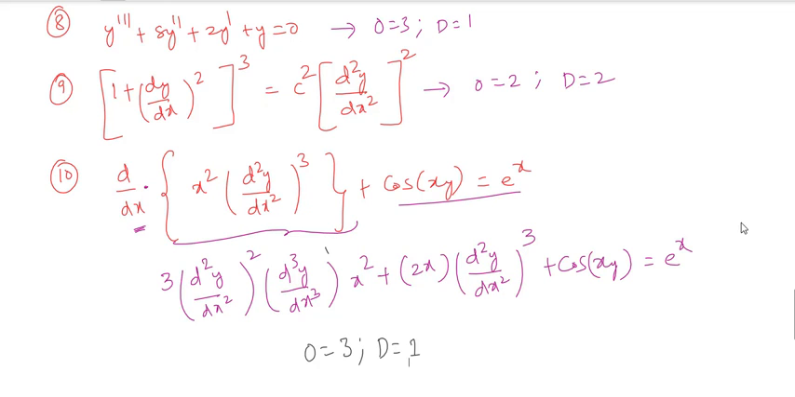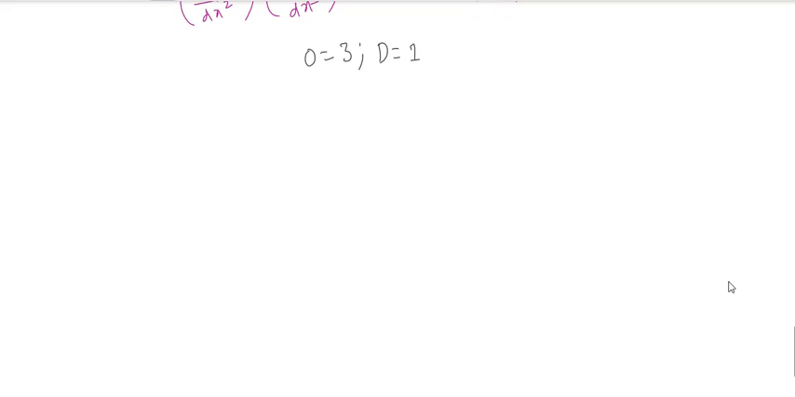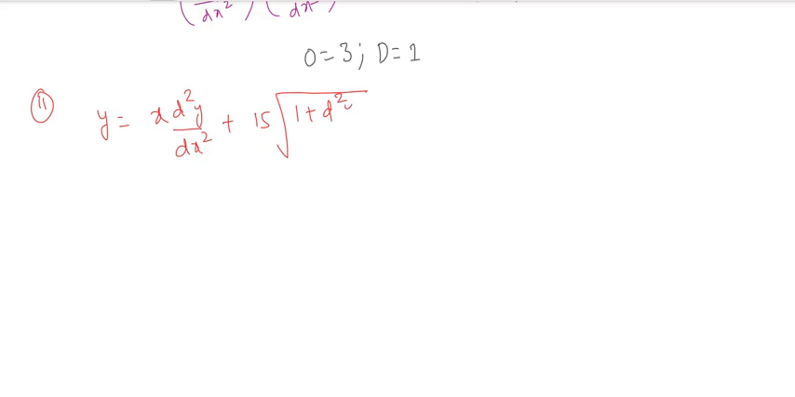Then similarly, one more. I think this is number 11. Yes, this is number 11. We will go with it. Take that. y is equivalent to x into d square y by dx square plus 15 into root of 1 plus d square y by dx square whole square.